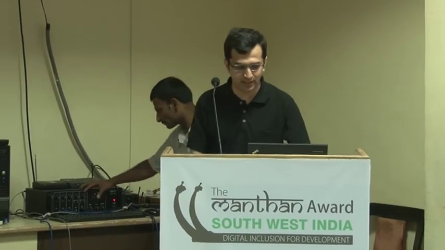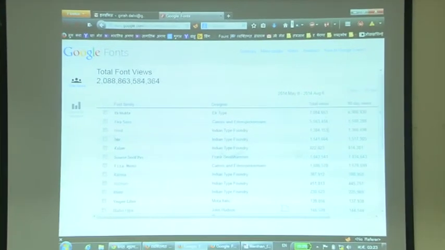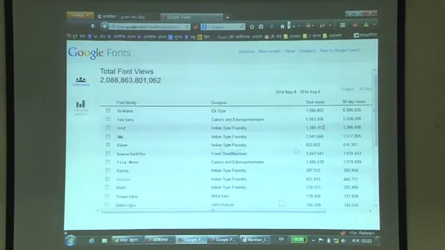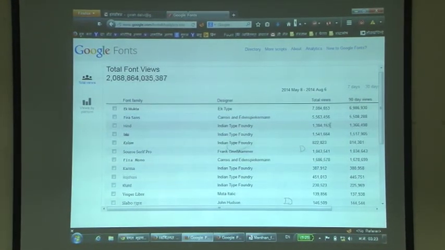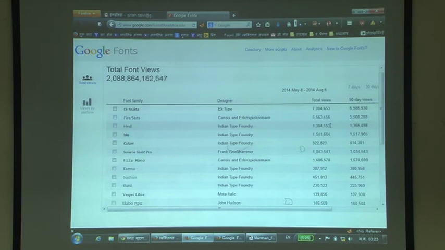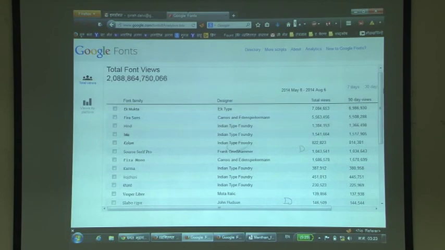Just in case you want to know how successful the project is, we get around 13 lakh views a week, and in total we have around 70 lakh views. The number of internet users in India is around 15 crores, so 70 lakhs is approximately 5%, and we just launched it in May, so I think we are doing quite good.